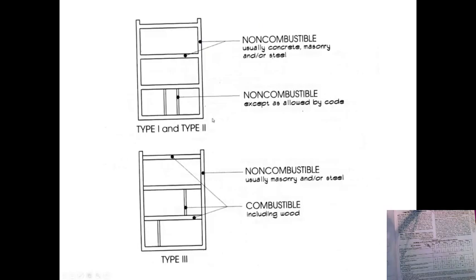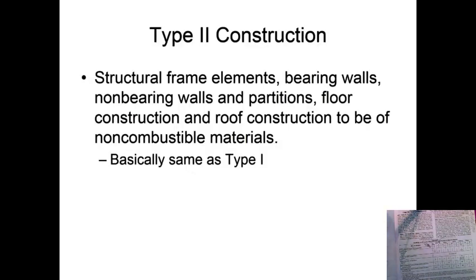So non-combustible usually is concrete, masonry, or steel. And non-combustible is allowed by code, okay, but it's usually in partitions, separating areas within areas on type 1 and 2. Okay, type 2 construction, structurally framed elements, bearing walls, non-bearing walls, and partitions, floors, construction, and roof construction is to be non-combustible materials, which is the same, which we just reviewed, as type 1.